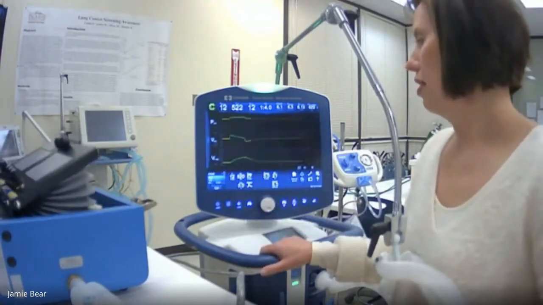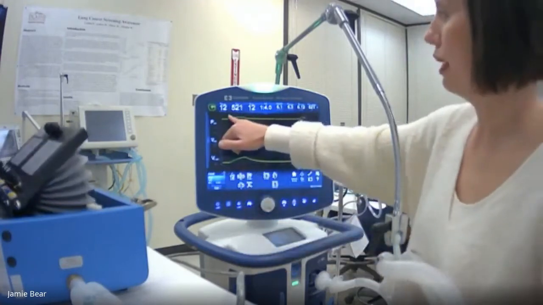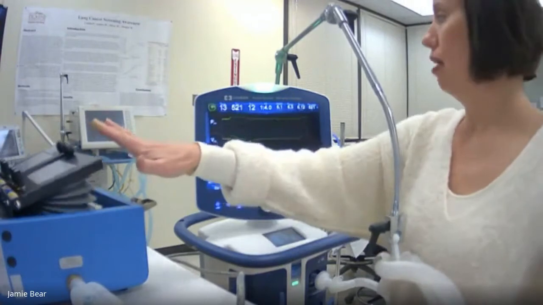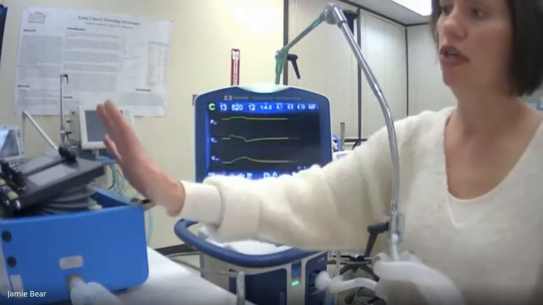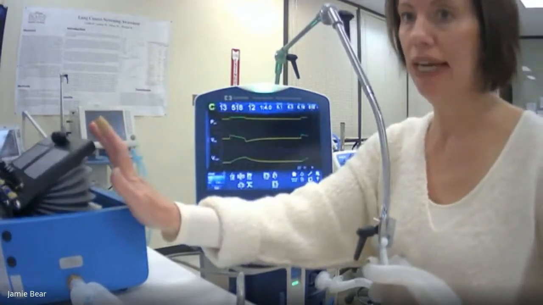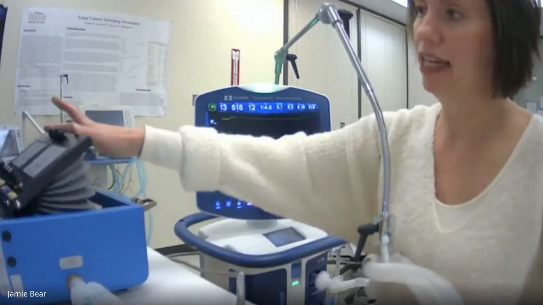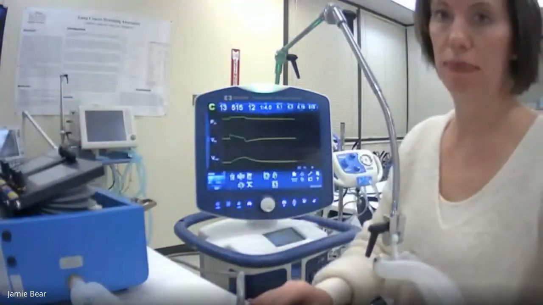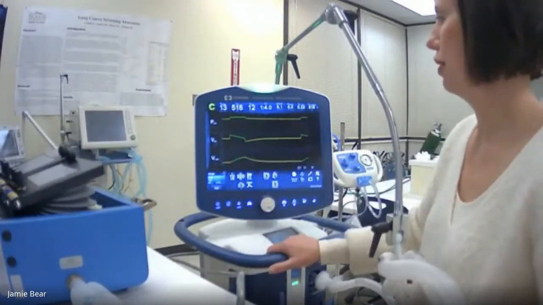Okay, so nothing too interesting on our waveforms. Here we have a consistent pressure. Now this will change because I have a set tidal volume and a set inspiratory flow. So as my dynamics, my pulmonary mechanics change, that will change my peak pressure. Okay, but we have a consistent tidal volume here.